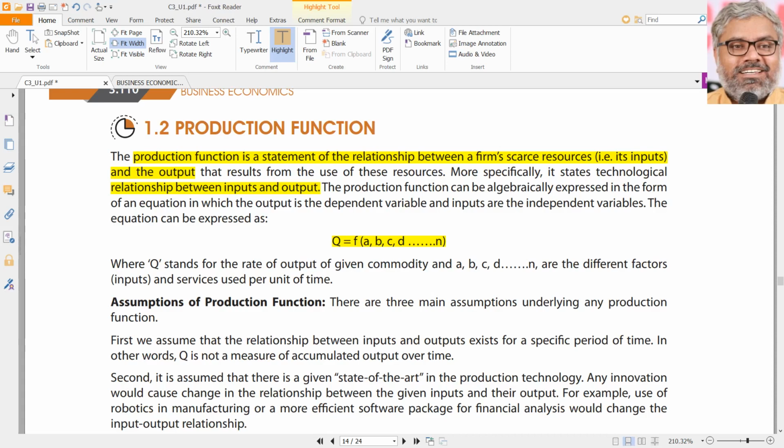In other words, the output here is the dependent variable, and it is dependent on what? The inputs. And the inputs are called independent variables. So A, B, C, D, etc. are the independent variables, which are inputs. Using all of them in certain combination, an output, which is a dependent variable Q, is achieved.